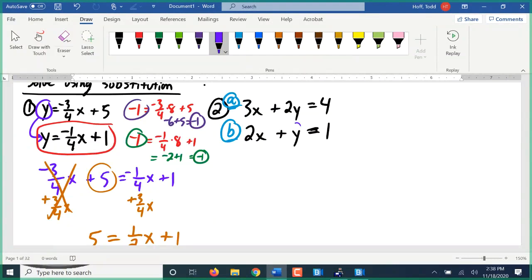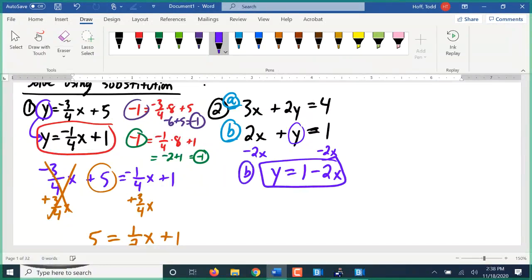So we're going to solve this equation for y. Means we're going to subtract the 2x. So we have y equals 1 minus 2x. That's it. We're done. We've solved that for y. Well, we're not done. We now have to go back and put that into the other equation. That's equation B that we just solved. We have to now put it into equation A in place of the y. So we have 3x plus 2. Instead of y, I'm going to put in 1 minus 2x and equals 4.